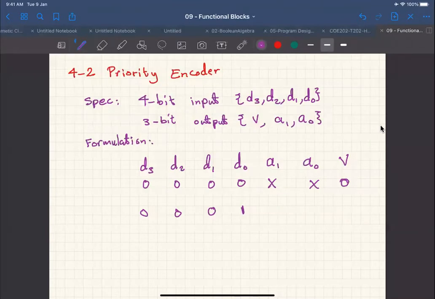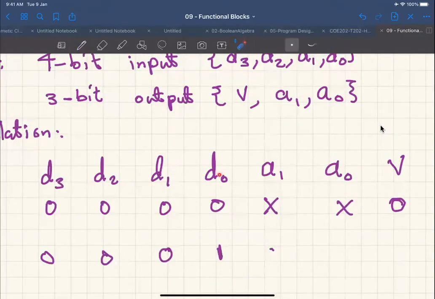My output should tell me which bit of the input is 1, right? Yes, 0, 1. No. Or 0, 0.